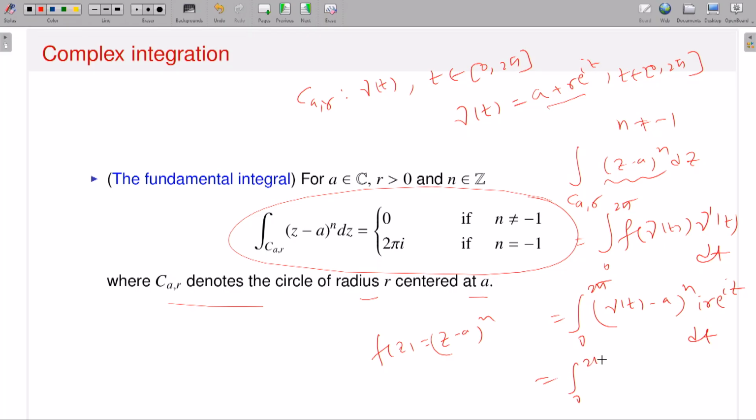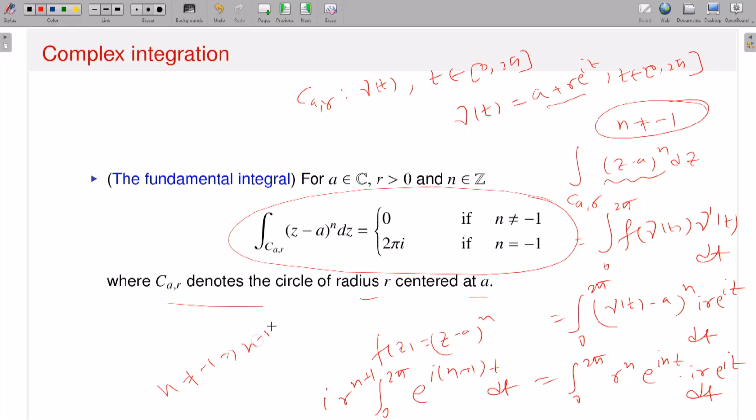This is the integral from 0 to 2 pi. Gamma t minus a means this should be r to the power n e to the power i n t times i r e to the power i t dt. This is the same as the integral from 0 to 2 pi of r to the power n plus 1, then the factor i, and then e to the power i times (n plus 1) t dt. But n plus 1 is non-zero, right? So n is not equal to -1 implies n plus 1 is non-zero. Since n plus 1 is non-zero, I am integrating e to the power i m t over the full interval 0 to 2 pi, and if you calculate it, this will give you 0. Okay, so this is the first case. The only part you have to check explicitly is n equal to -1.